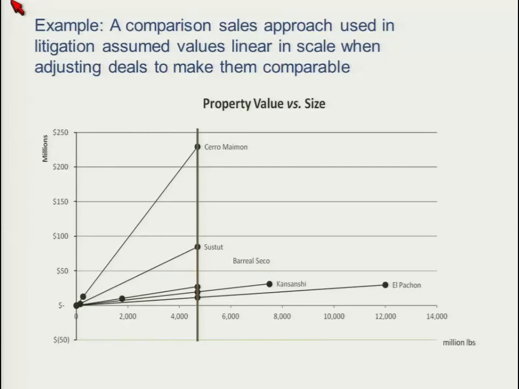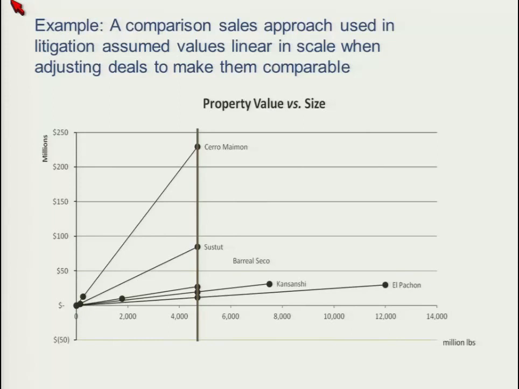I'm taking a $10 million sale and adjusting it up to $240 million to make it comparable. Imagine if somebody did that with a home appraisal. I'm going to take the garden shed next door, which I know they put in at $2,000. That's only 300 square feet, so I'm going to scale it up 100 times and appraise your house based on that. But this is the size adjustment, the linear adjustment. Sustet, way down near the origin, was projected out to be 75 million. Kansanshi was brought back. El Pachon was brought back. So now we have 5 values based on the size adjustment.